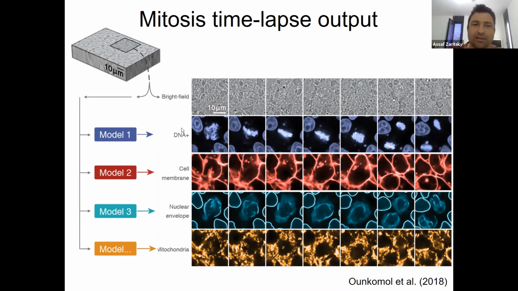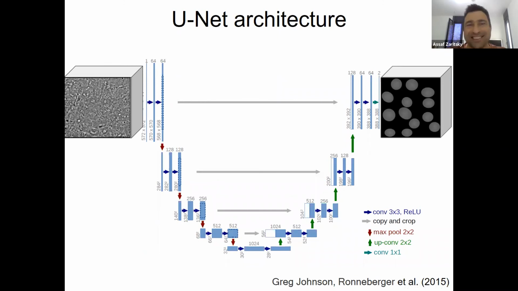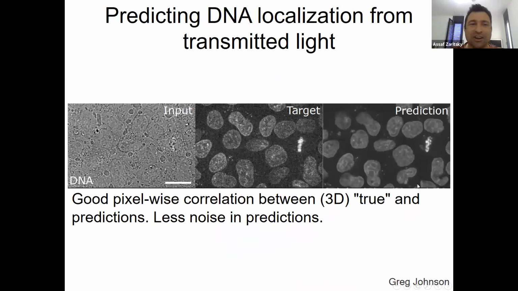Okay, so the architecture is just a U-Net. It's the same thing. Here you can see some examples. This is the input, this is the target, what you want to predict, and this is the prediction. Notice that it's not only that we get a nice prediction of the localization. Actually, the prediction looks even nicer than the ground truth image.